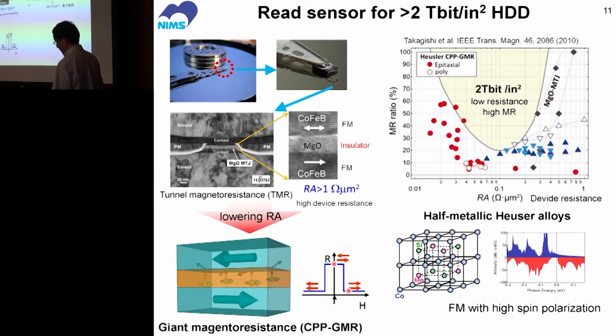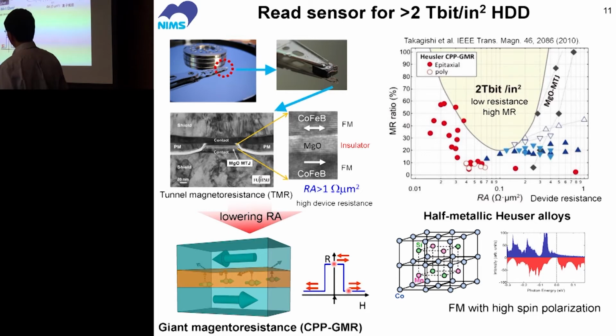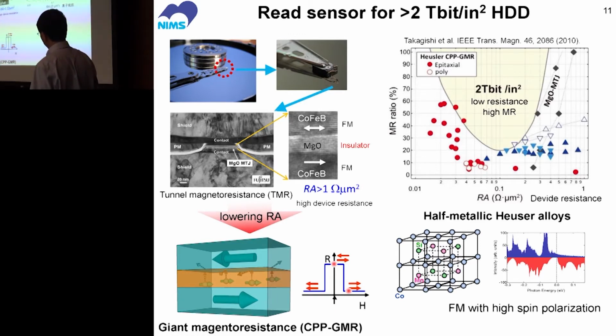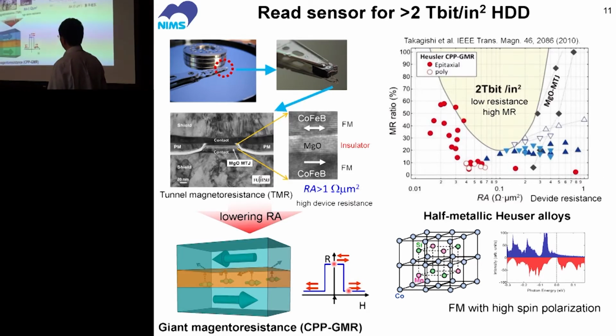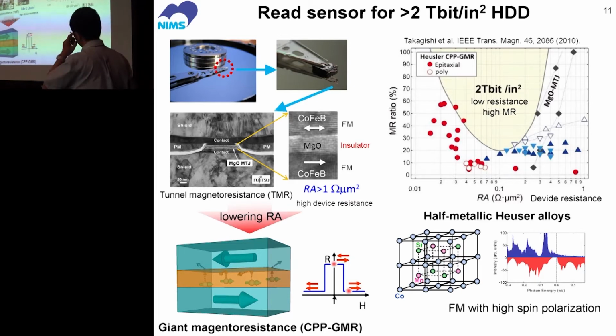So the important thing is we have to reduce device resistance without degrading the MR ratio. So the one thing we thought is, why don't we use a metallic layer instead of an insulator? And this is called giant magnetoresistance, since the current is applied perpendicular to the plane. This type of device is called the current perpendicular to plane giant magnetoresistive device.